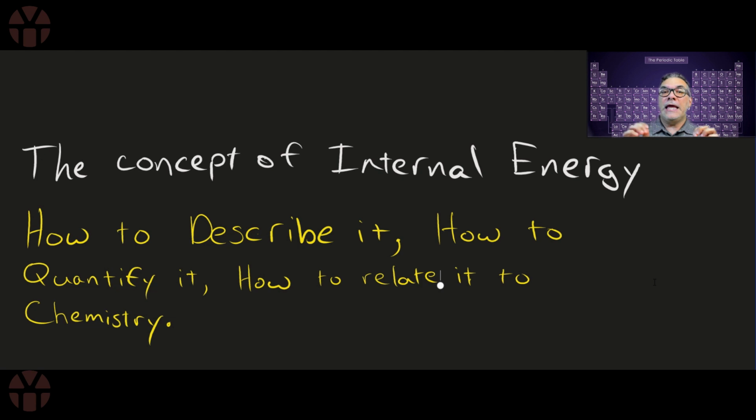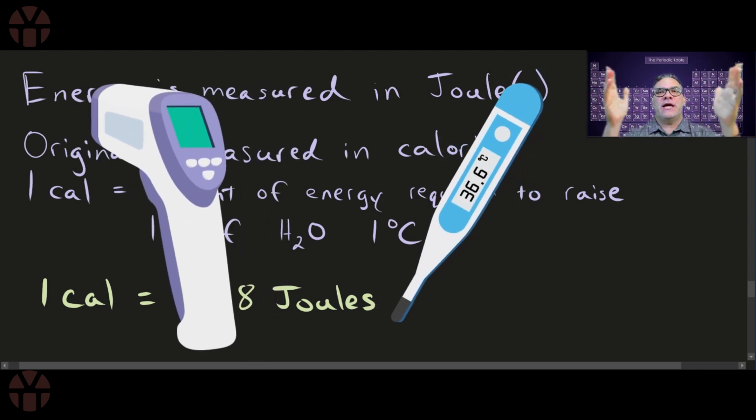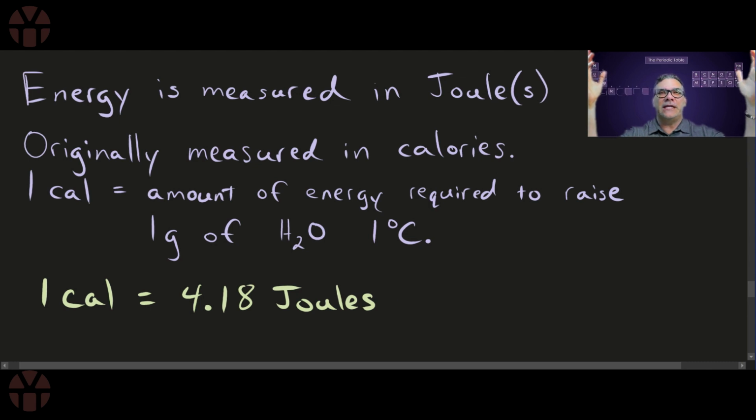In this episode, we're going to be looking at the idea of internal energy, how to describe it, how to quantify it, and how to relate it back to our bigger picture of chemistry. Now, before we go much further, the first thing we want to look at is how we go about measuring energy. And here's a news flash: we do not use a thermometer. That is always the first instrument everyone wants to yell at.